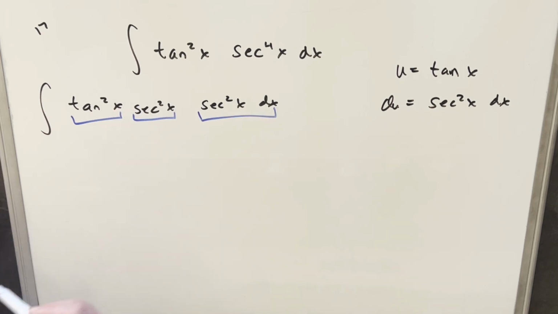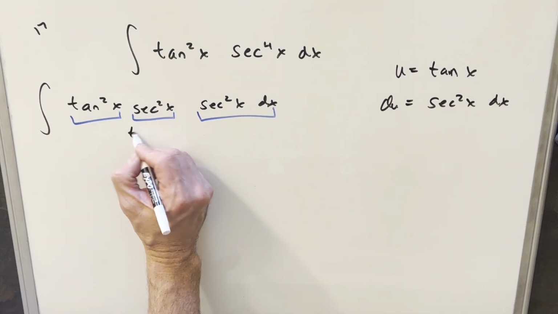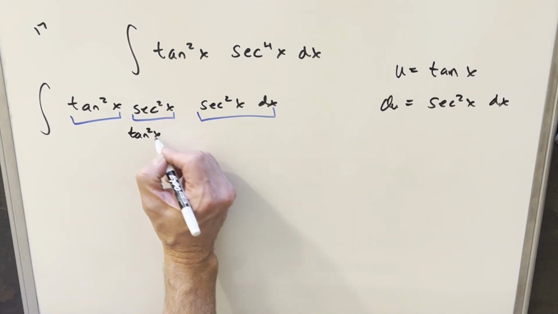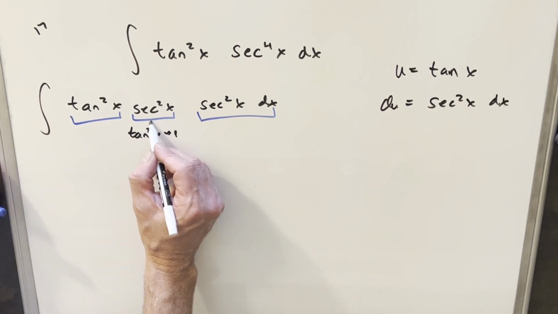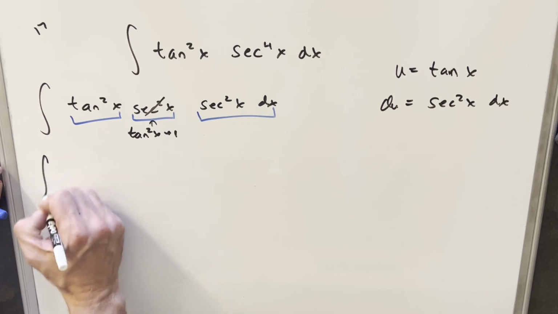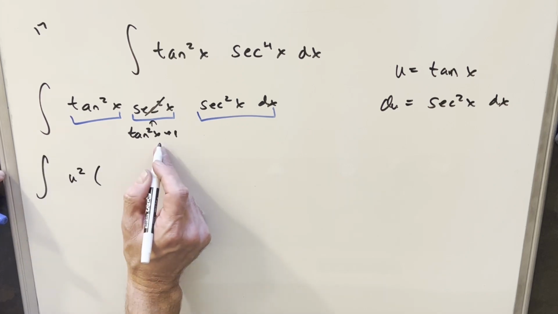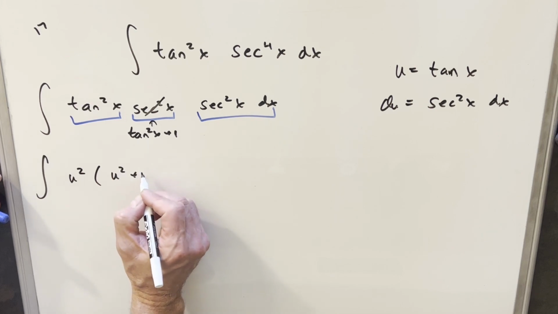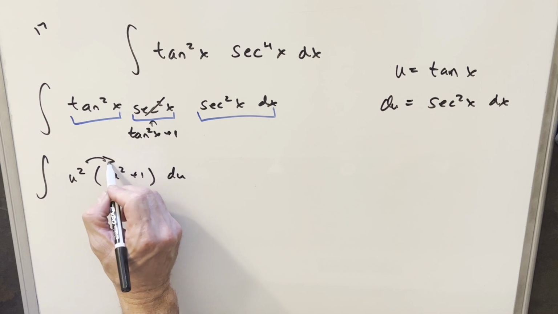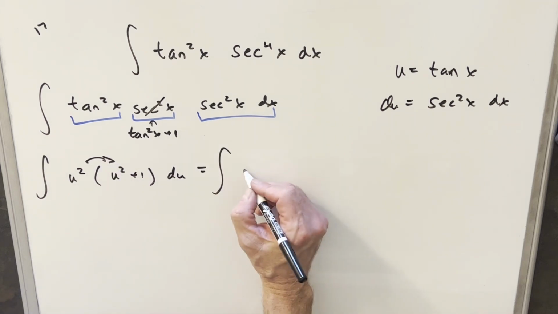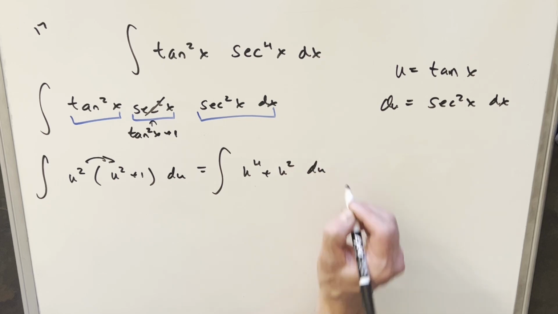But what do we do with this piece? Well, what I can do is just use a trig identity on this. Secant squared x is the same thing as tan squared x plus 1. So now we'll use that instead of secant squared x here, and I'll go ahead and make my substitution. So here we're going to have our u squared. This is going to become u squared plus 1, and this is going to become du. Then I'll just distribute this in here really quick and rewrite this. So this is actually just going to be u to the fourth plus u squared du.